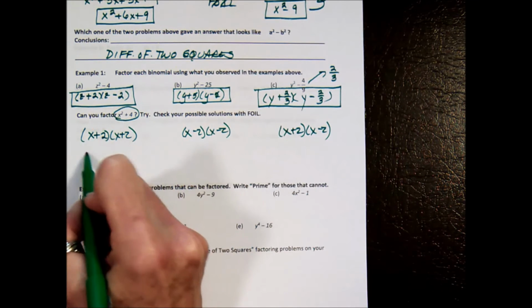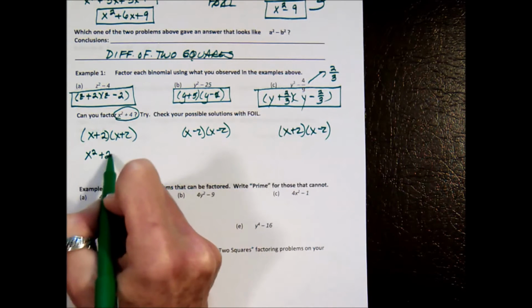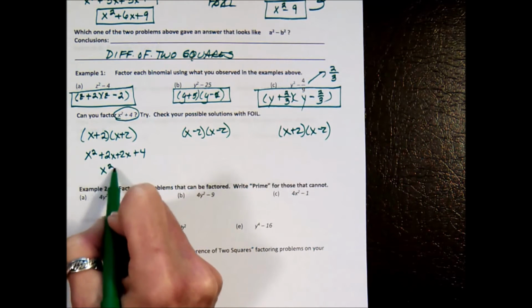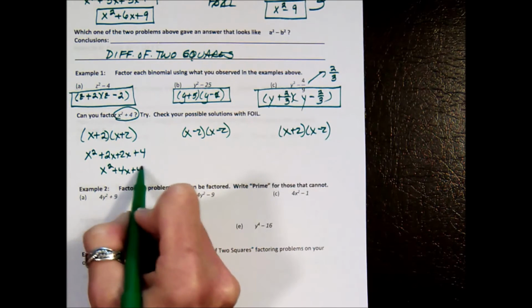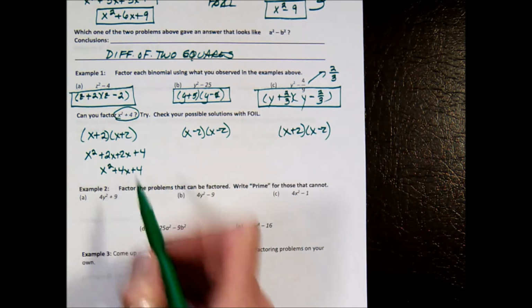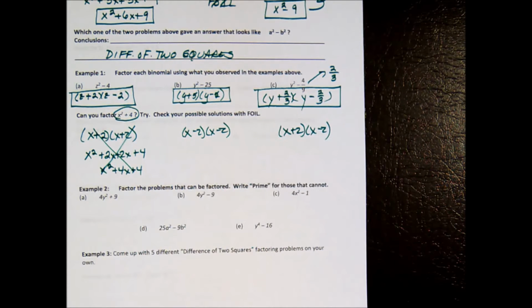Here we would get x squared plus 2x plus 2x plus 4, or x squared plus 4x plus 4. We did not get x squared plus 4. We had this extra term. Didn't work. Sorry.